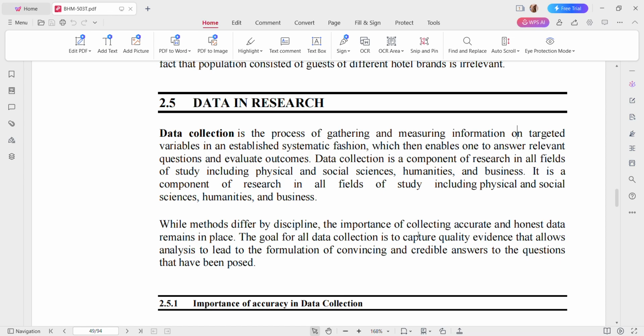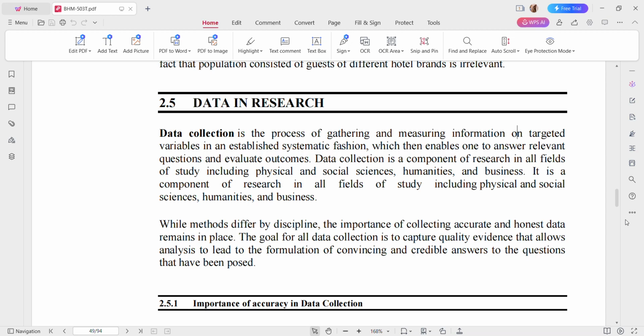It is a component of research in all fields of study, which includes physical, social sciences, humanities, and business. Now, I'd like you to focus on this, that while methods differ by discipline, the importance of collecting accurate and honest data remains in place. So regardless of the disciplines you are in, when you conduct research in these different disciplines, the purpose and the intention is still the same, and that is to get accurate, honest data that would help interpret the result.